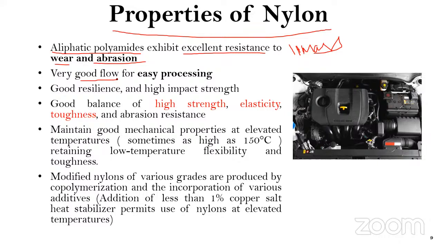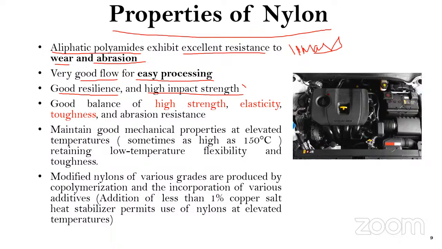As I told you in the polystyrene case also, good flow is very easy for processing, because the material can easily come out from the processing equipment into the mold. They have good resilience and high impact strength. Resilience means how much load a material sustains without any plastic deformation or final failure. And the impact strength is also quite good in nylon.